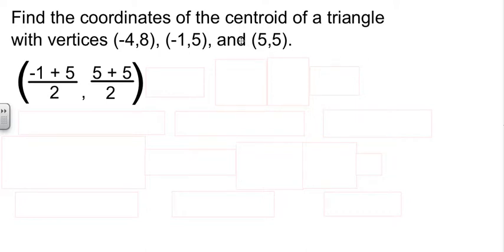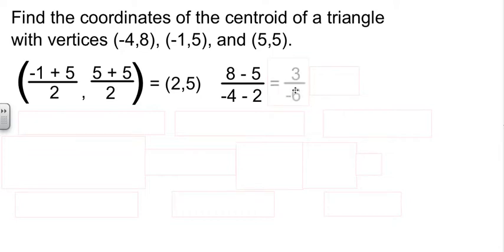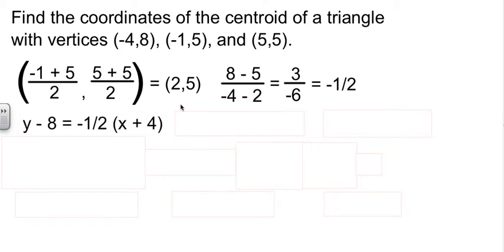But I'm going to find the midpoint between those 2 points. And the midpoint, using the midpoint formula, is 2, 5. Now I've got a midpoint and a vertex. I can find the slope. Okay, 8 minus 5 over negative 4 minus 2 gives me 3 over negative 6, which is negative 1/2. Okay, now I have a slope. I have a slope and I have a point to plug into the point-slope equation.